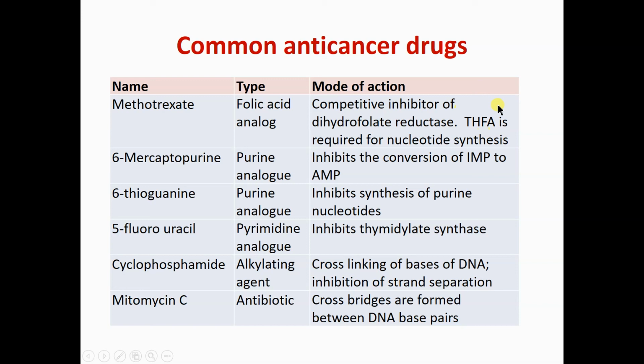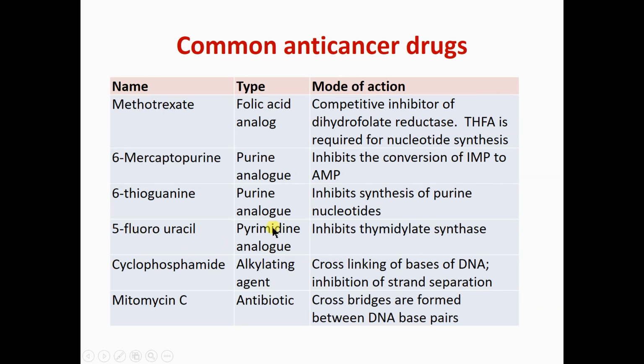So THF is not available for that cancerous tissue, and as THF is not available, nucleotide synthesis cannot happen in the absence of THFA. So it will lead to the inhibition of cancer growth. Other drugs, like the purine analogs 6-mercaptopurine and 6-thioguanine, lead to inhibition of the production of purine molecules, or if they are inserted as a purine analog instead of the particular purine molecule, they will prevent DNA replication. They inhibit the conversion of IMP to AMP or inhibit the synthesis of purine nucleotides.